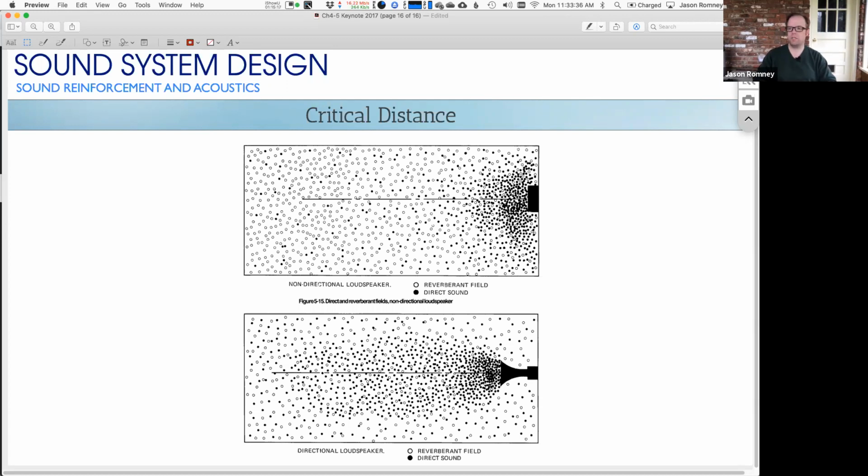But this is part of the reason why, if you've ever seen people cup their hands around their mouth and try to holler, what they're doing is directing the energy away from the walls and more in the direction they're talking, and the intelligibility goes up, right? They're increasing the critical distance simply by doing this. You could do the same thing with your loudspeakers. But this is also a big reason why we do delay fills.